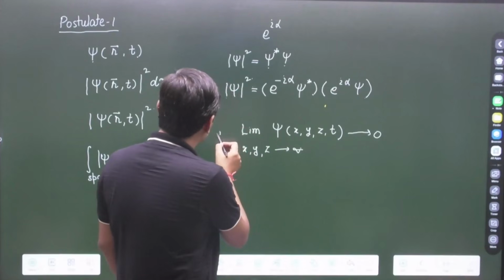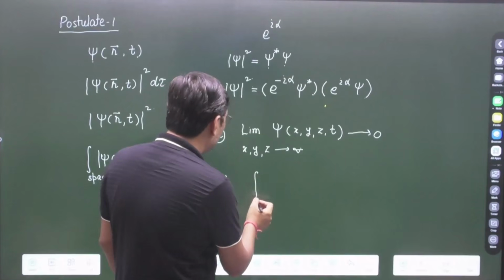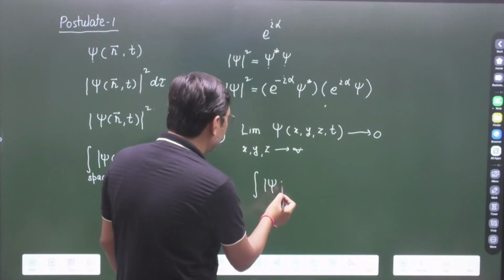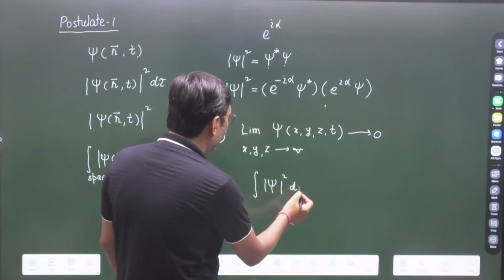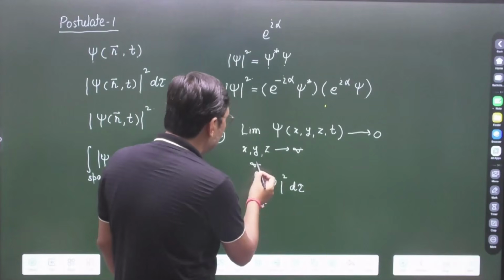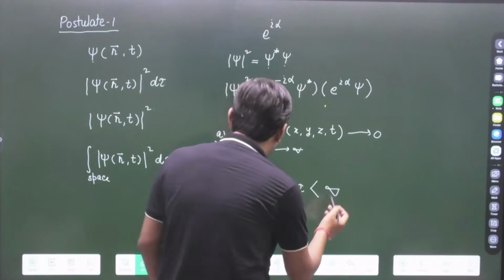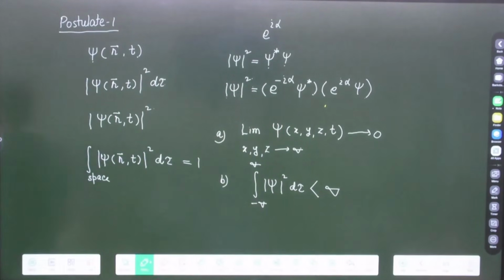You can write it as the integral of psi square d tau from minus infinity to infinity, and it should be less than infinity. It should be finite. These are two different definitions, but both are saying the same thing. These are two different ways to write the same thing mathematically. This is another point.